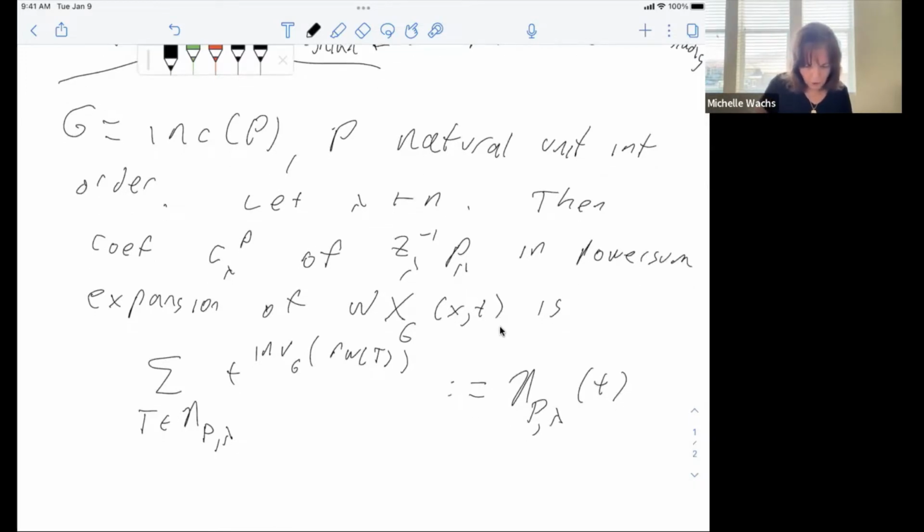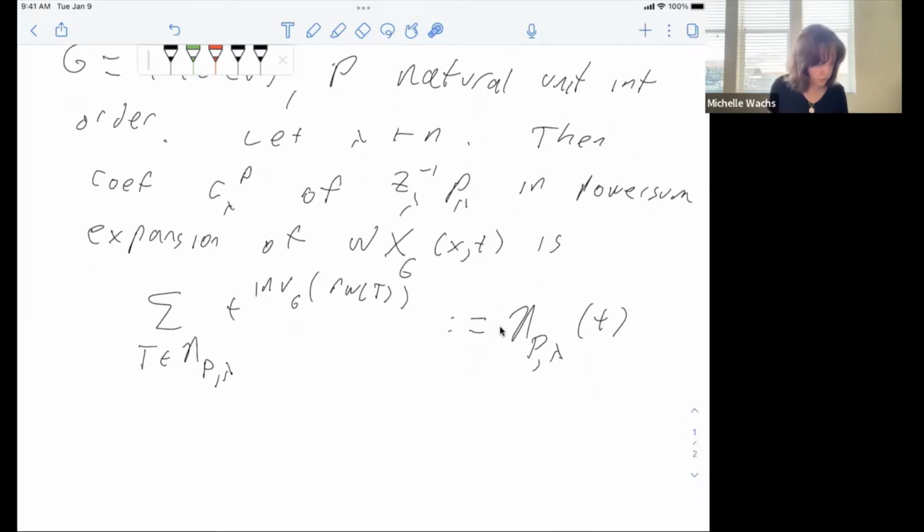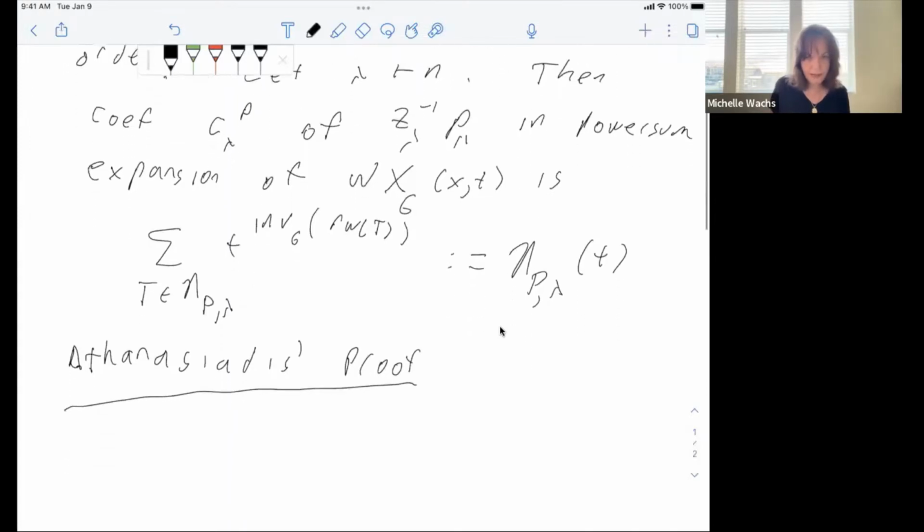So recall that NP lambda is the set of all fillings of a Young diagram of shape lambda, in which the rows have no P descents and no left to right P maxima. And RW is the row word. Okay, so Athanasiadis' proof is what I'll describe next.